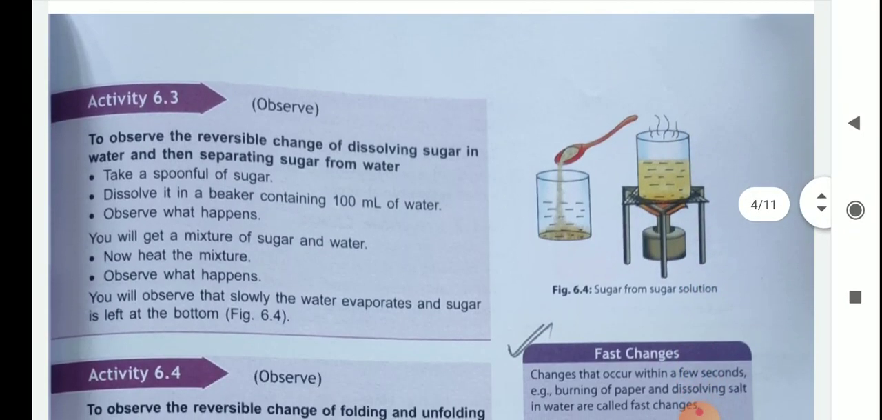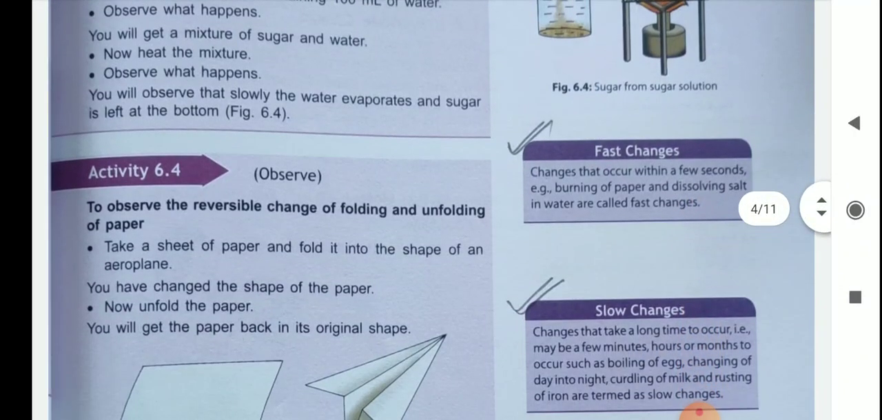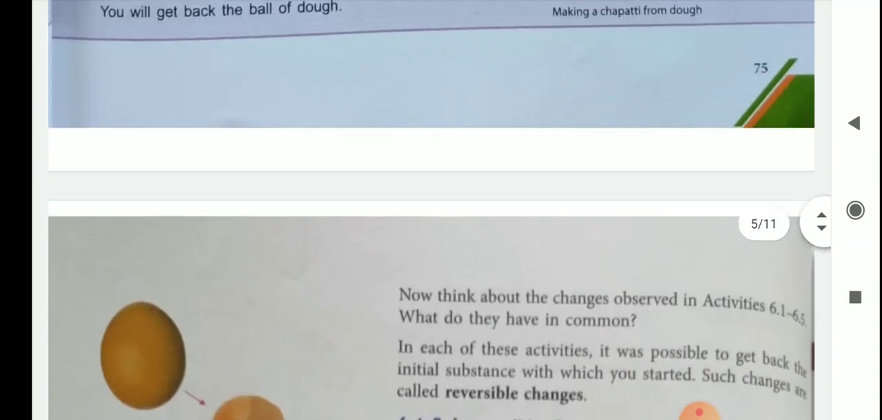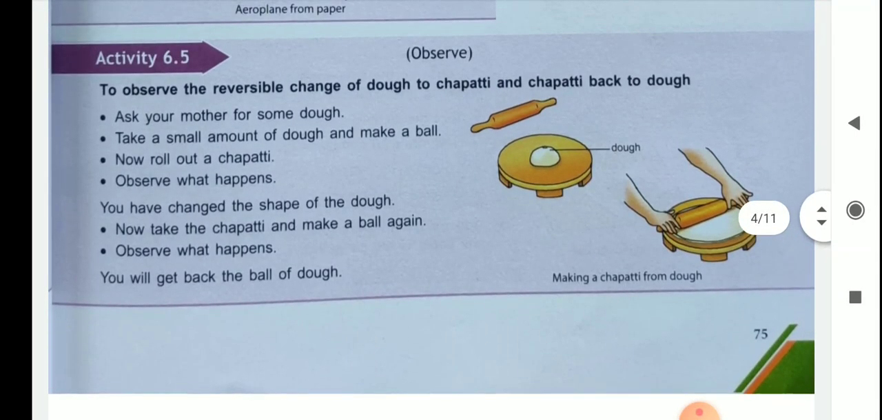Then the change of dissolving sugar in water and then separating sugar from water. Folding and unfolding of paper. Then the change of dough to chapatis and chapatis back to dough. So these are some reversible changes. We can get back their initial position.